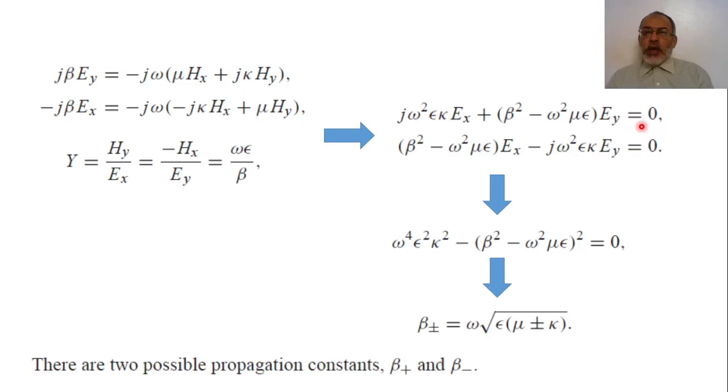Effectively, Ex and Ey couldn't be simultaneously 0. If they are both 0, this means that there is no fields at all. But the question is, if the determinant of this matrix is 0, this would correspond to the eigenvalue of the problem. And this eigenvalue would introduce the value of beta, which satisfies that this matrix multiplied by Ex, Ey would be 0.